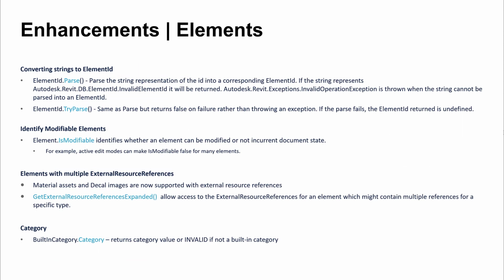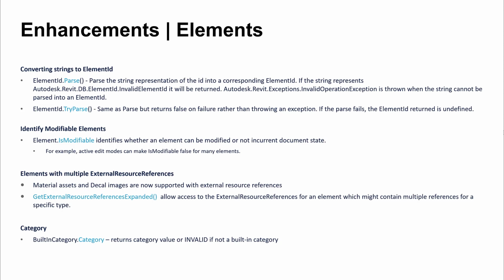We've also got a number of enhancements to elements. So we certainly now make it a lot easier to parse a string and convert it to an element ID, and then also to try to convert it where it will fail rather than throw an exception. So you can have two different options to understand whether it will be successfully parsed into an element ID or not. You can also start to identify whether an element is modifiable. So in some contexts, for example, in edit mode, an element may not be editable because it is outside the edit scope. So now we have exposed this property that allows you to identify whether the element is currently modifiable.